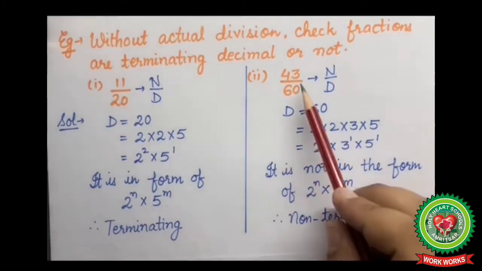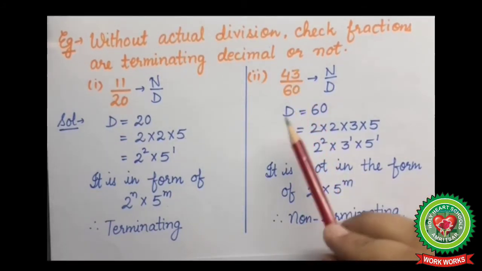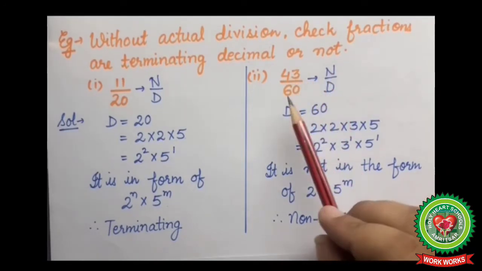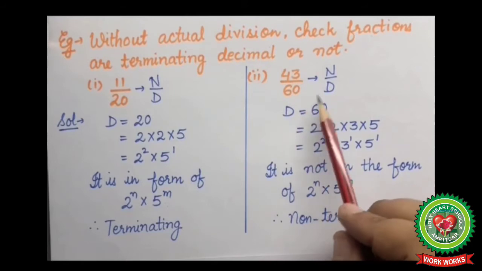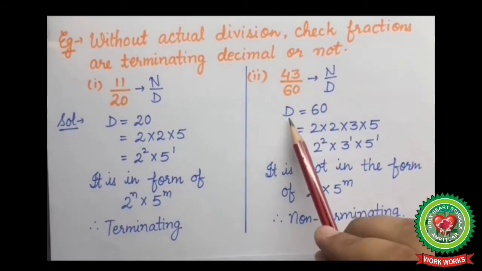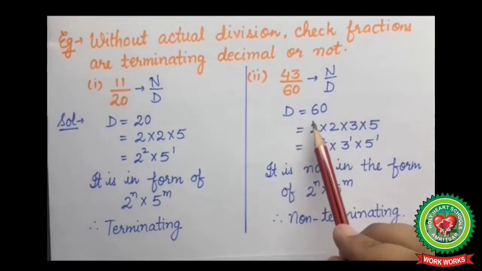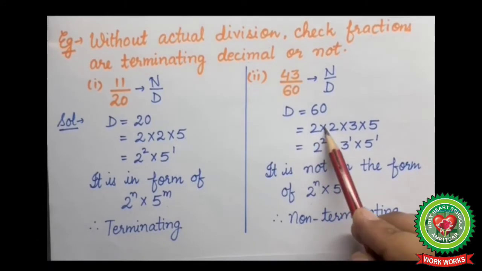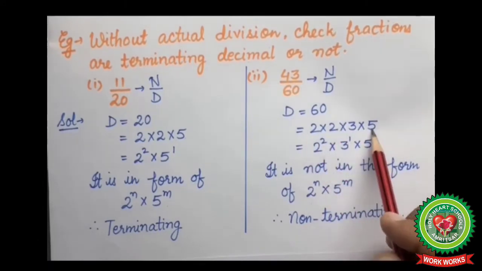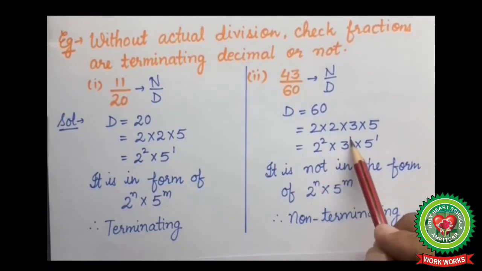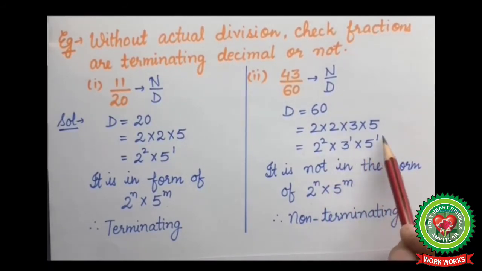The next example is of 43 upon 60. Now in this example 43 is the numerator and 60 is the denominator, and this fraction is also in its simplest form. So we are going to write denominator is equal to 60 and the prime factors of 60 are 2 into 2 into 3 into 5, which will be equal to 2 square into 3 raised to power 1 into 5 raised to power 1.